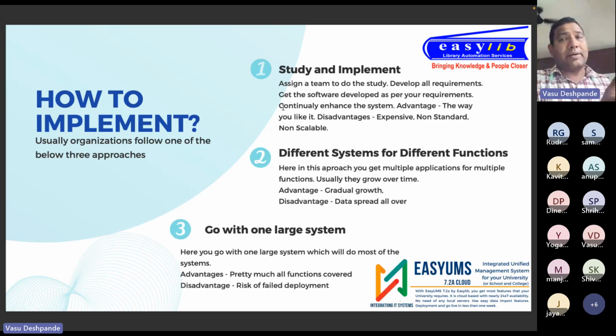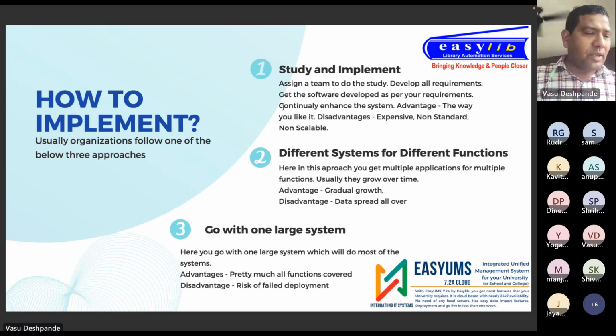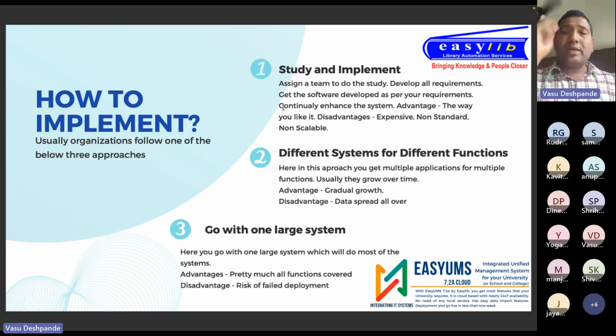You study what your requirements are. You develop all the requirements, and get the software developed as per your requirements in an iterative way. Continuously you start here, then you add this and you add this. You build an information technology team of about 20, 30, even 100 people. So that is one method, wherein you have the entire system developed in a bootstrapped way. You start small and grow like this. The major advantage of this is that you get the system exactly the way you want.